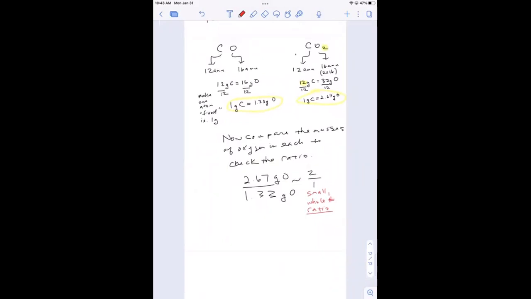So the first part of the strategy is to find the atomic mass ratio, and then make one of those two atoms 1 gram by dividing. Do the same thing for the second compound, and then you compare the masses of the second atom, the one that's not 1 gram. You compare those masses to see if you get a whole number ratio. That's how you determine if something follows the law of multiple proportions.